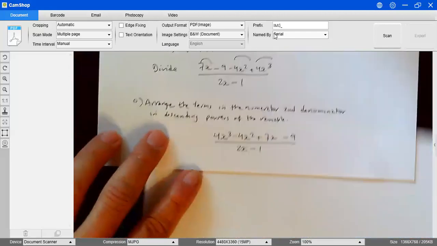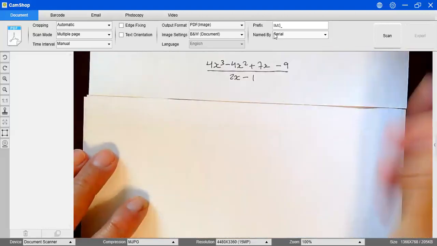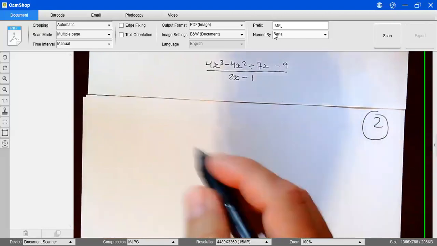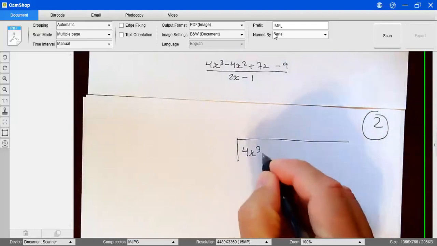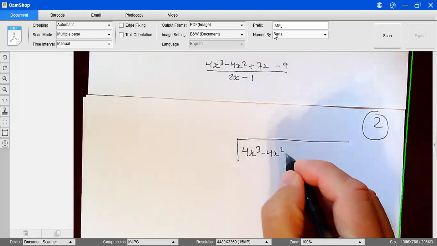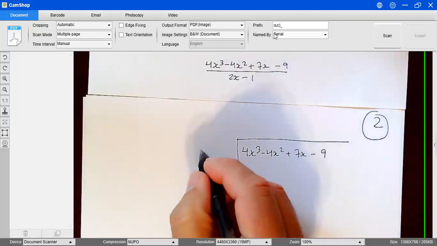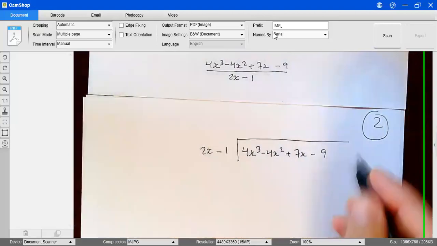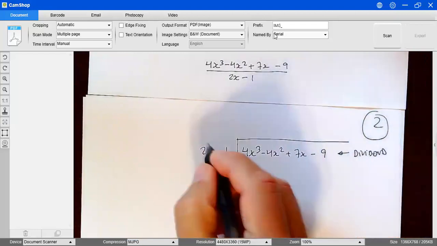So we're going to write this division in the other format, the old format. We're going to write the dividend, which is 4x cubed minus 4x squared plus 7x minus 9. That's the dividend. Then I'm going to write the divisor, 2x minus 1. So again, this is the dividend, and this is the divisor.